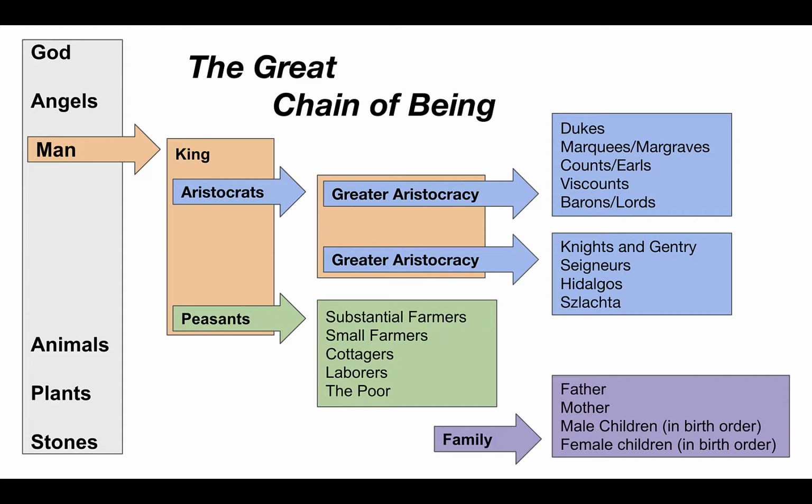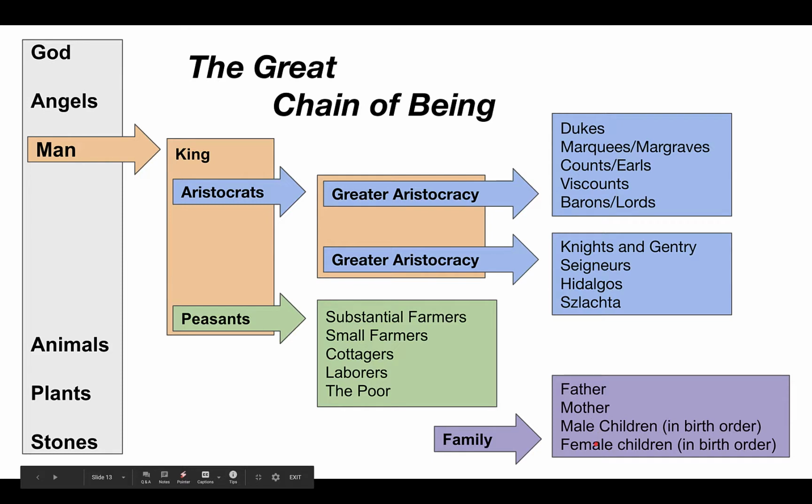Now, as we can see on the screen right here, as this image depicts, we have the king, and then we have aristocrats, which can be broken up into lesser aristocracy and greater aristocracy. And those can be split up even from top to bottom. And then we have the peasant class, which is separated into substantial farmers, small farmers, cottagers, laborers, and the poor. And then the family can also be broken up into a hierarchy with the father at the top, mother underneath, male children in birth order, and then female children in birth order.